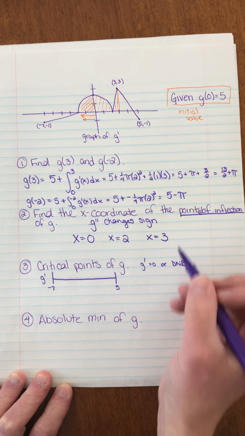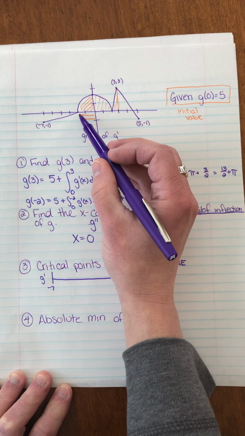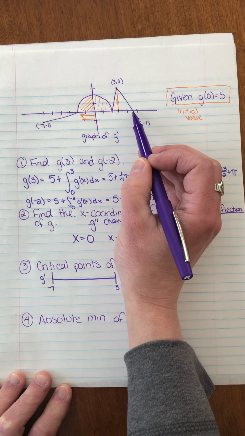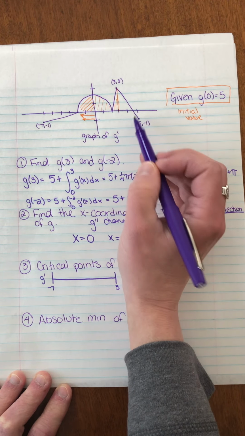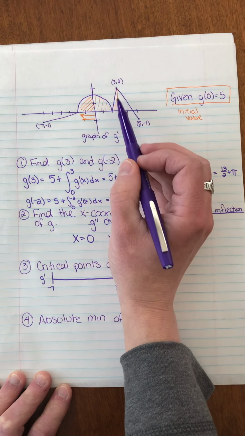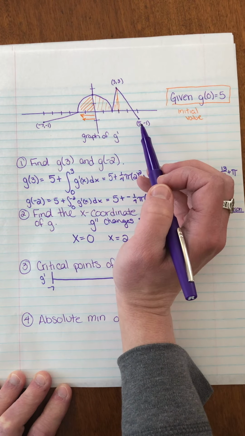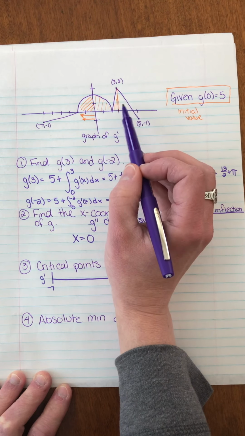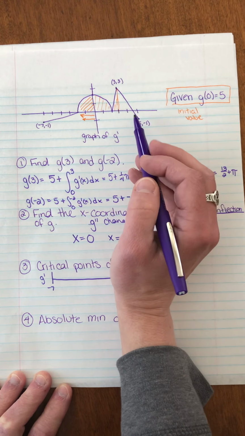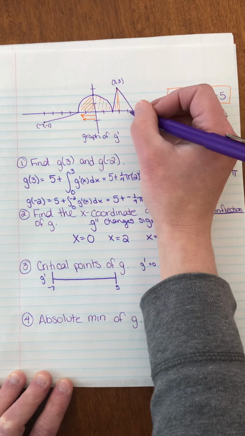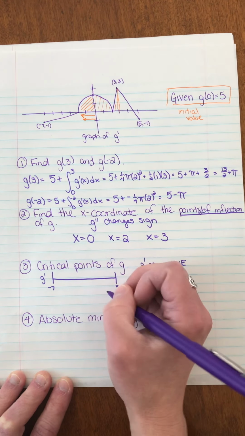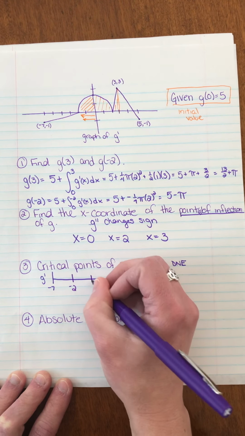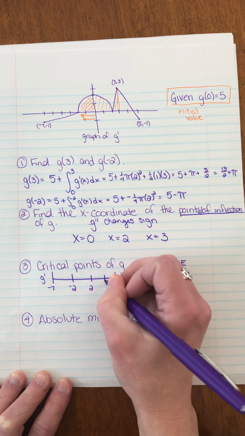G prime equals 0 at -2, 2, and this point right here. So it's going down 4 over 2, so it goes down 2 over 1, down 2 over 1, down 2 over 1. That's at 4.5. So we've got -2, +2, and 4.5.